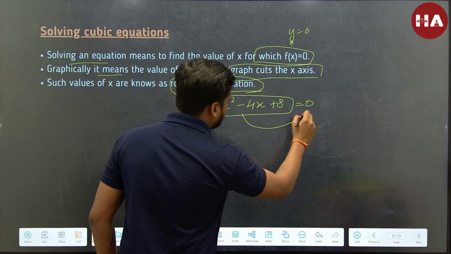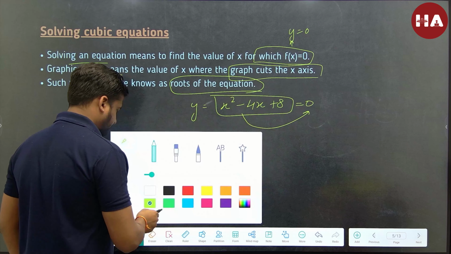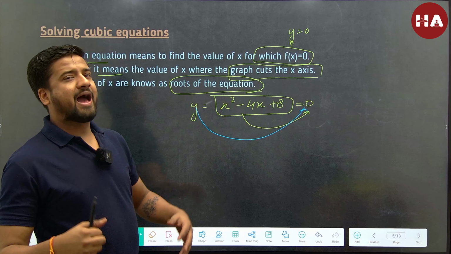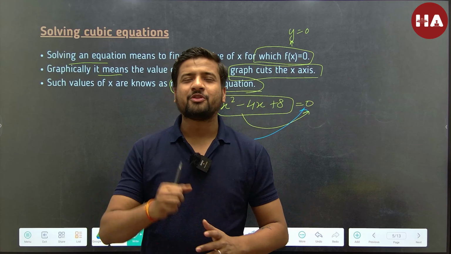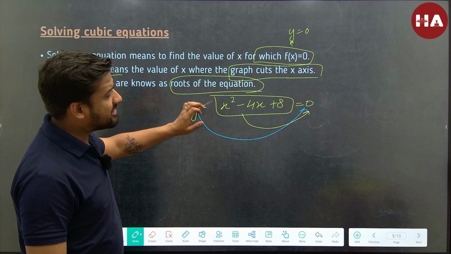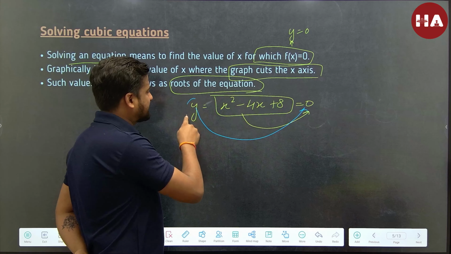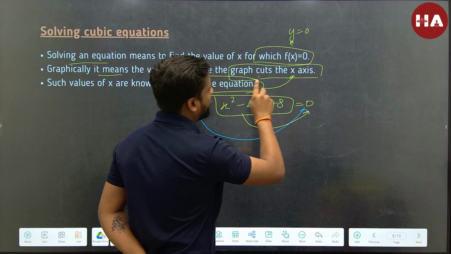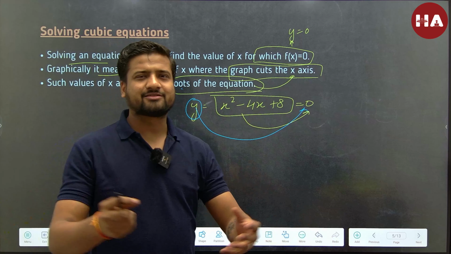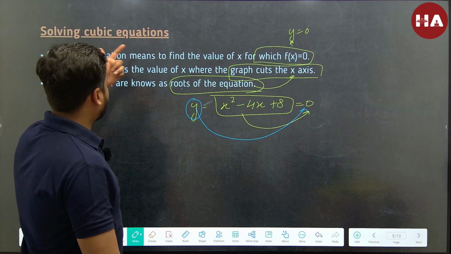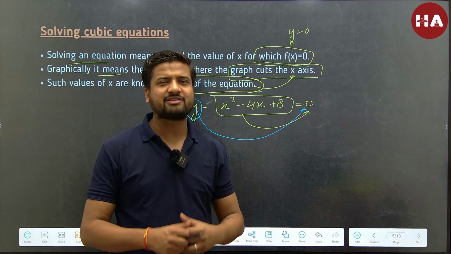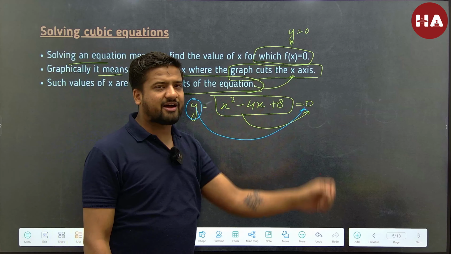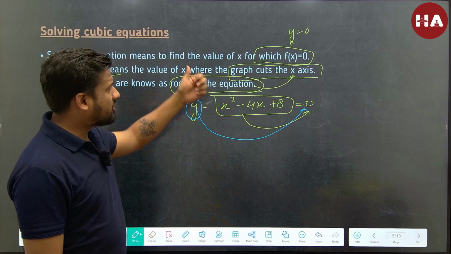If this entire thing equals 0, that means the y value is also equal to 0. And on a graph, where is y 0? On the x-axis. So that's why I will say that yes, whenever I'm talking about the roots of the equation, I'm basically talking about the point where the graph cuts the x-axis. Solving the equation and finding the roots of the equation are basically the same thing, and graphically it means I'm talking about a point where the graph cuts the x-axis. Please note down these 3 points.